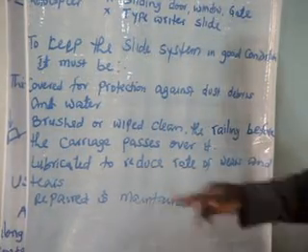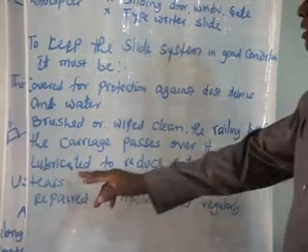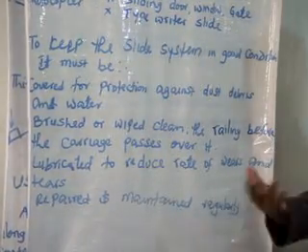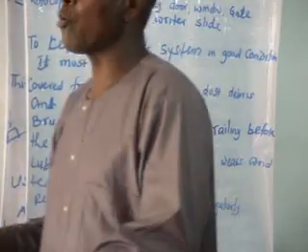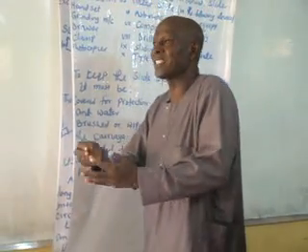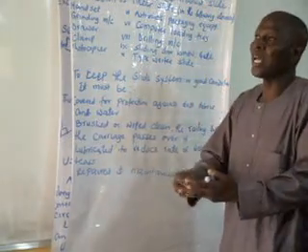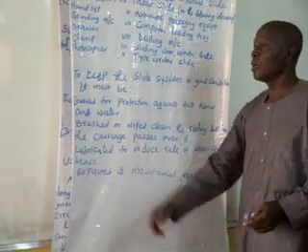Now, the next one is lubricate to reduce the rate of wear and tear. Lubrication, you are familiar with that word. Lubrication simply means what you can do, at least, to reduce wear and tear, what you can do that can bring about low friction.